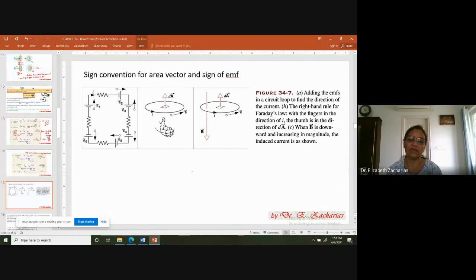Let us say I have a circuit with 4 volts connected to 2 volts connected to my induced EMF.